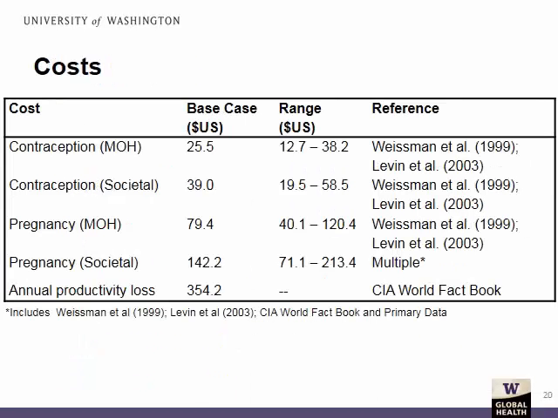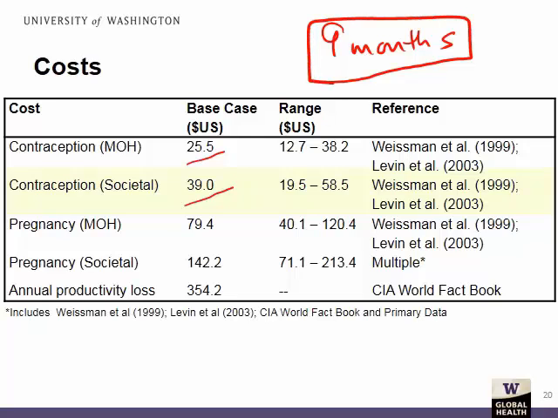So some more data, and these data are on costs. From a Ministry of Health perspective, contraception is about $26, and from a societal perspective, it's about $39. And I have to say that in this model, the cycle time was 9 months. The reason we used 9 months was to mirror the length of pregnancy, because we had a pregnancy state and it wasn't very flexible. We couldn't say that pregnancy lasts a year. So we calibrated the model to have essentially a cycle time equivalent to pregnancy to account for that pregnancy state. So at the 9-month cycle, the cost of contraception was $39.